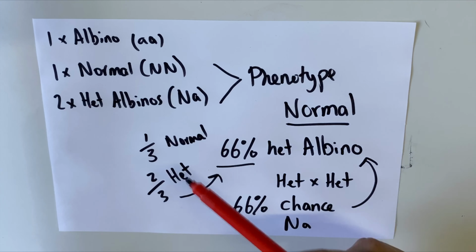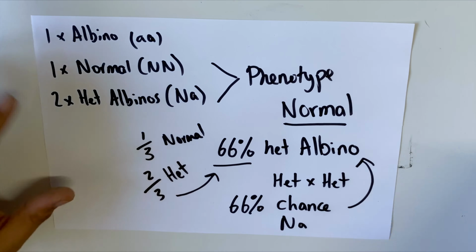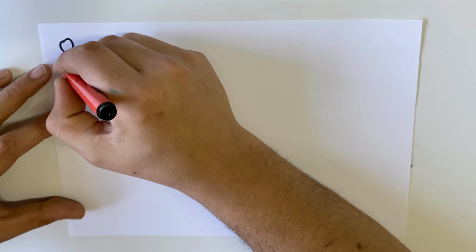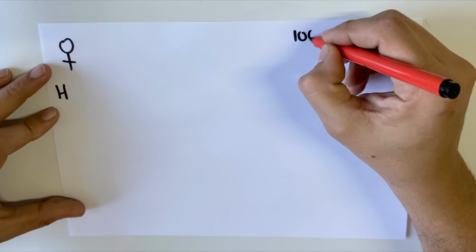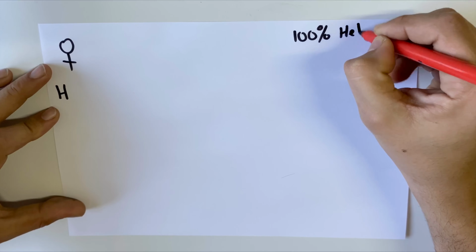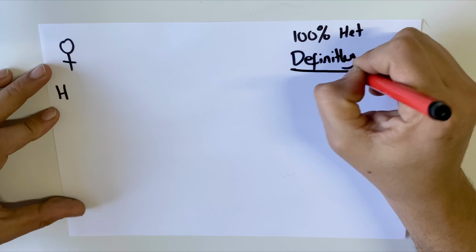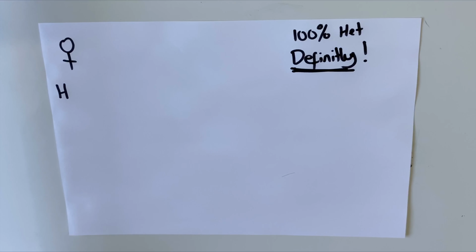just homozygous normals. So where does 50% het come from? For that, we need to look at a different pairing. Those 50% hets would arise from a breeding where you have a het albino. So let's say you have a female who is 100% het. Quickly to the side here, 100% het means definitely, it is definitely carrying the gene for albinism. And that comes from breeding an albino to a normal, which I will show you in just a moment.